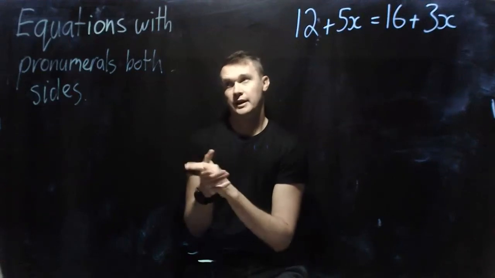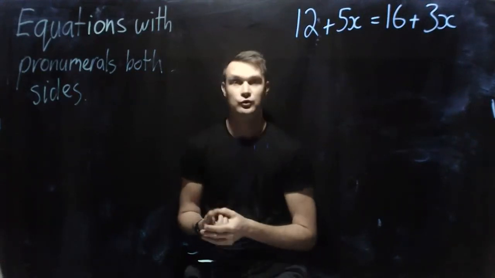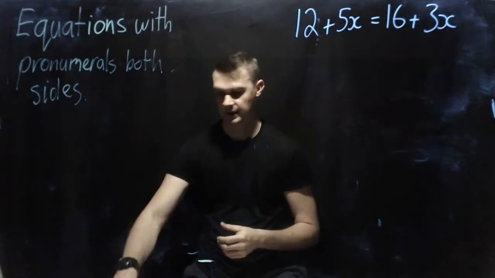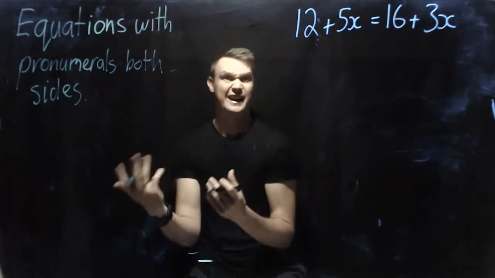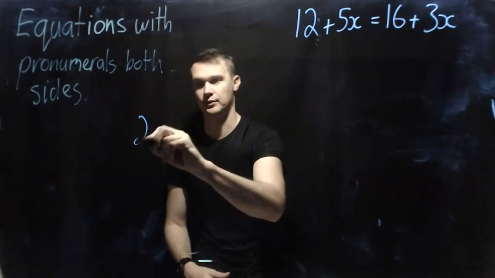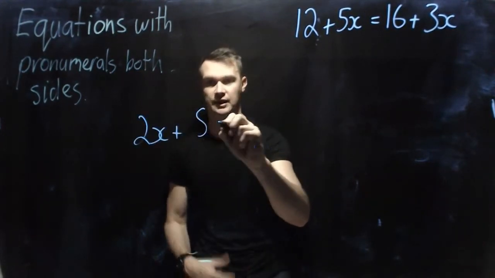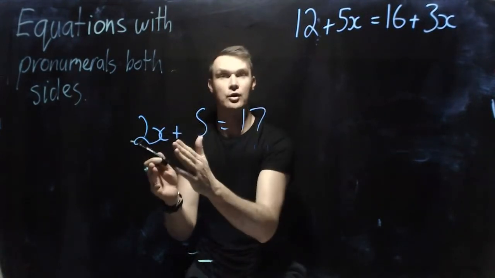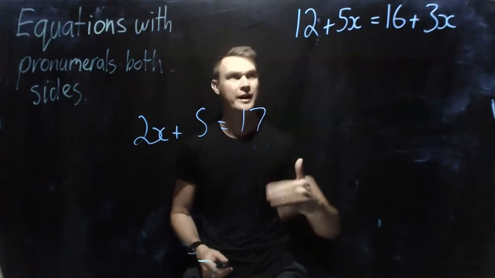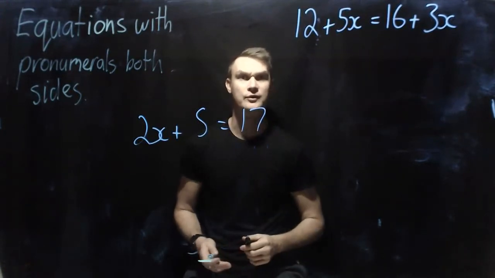So here we're going to be looking at equations with pronumerals on both sides. Normally when we're dealing with equations, we see a pronumeral on either the LHS or the RHS, for example, 2x plus 5 equals 17 or something like that. So we only deal with a pronumeral on one side. But what happens when you've got a pronumeral on both sides?